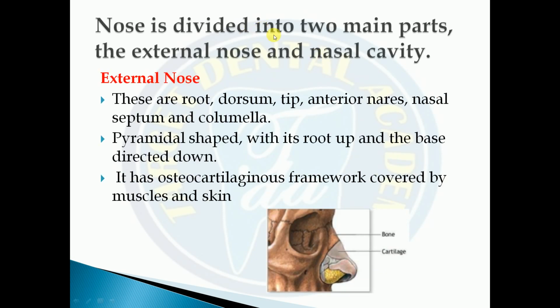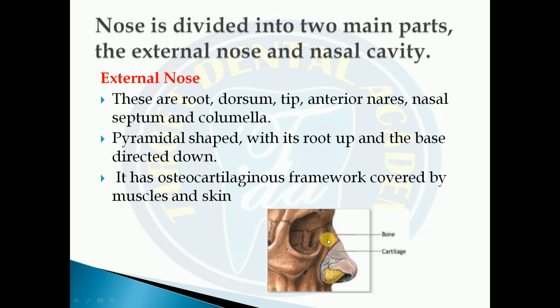Basically the nose is divided into two main parts, the external nose and the nasal cavity. The external nose is pyramid in shape. It has a root and a base. The upper 1/3 part is made up of bone, while the lower 2/3 is made up of cartilage.